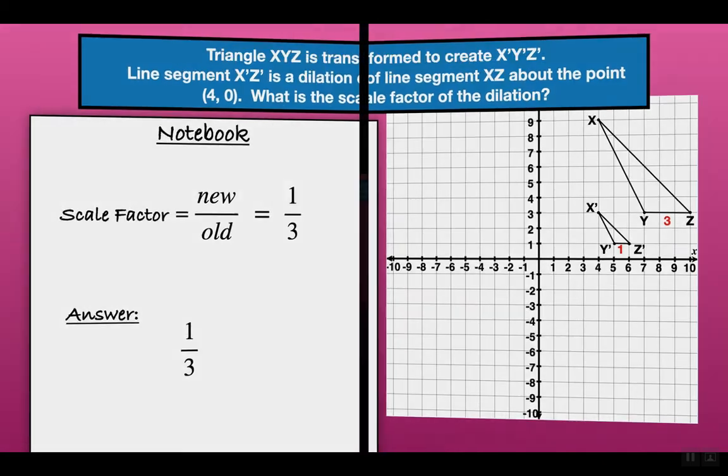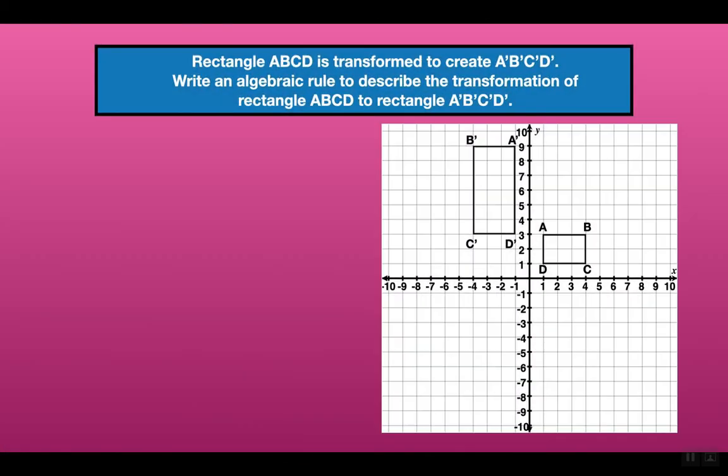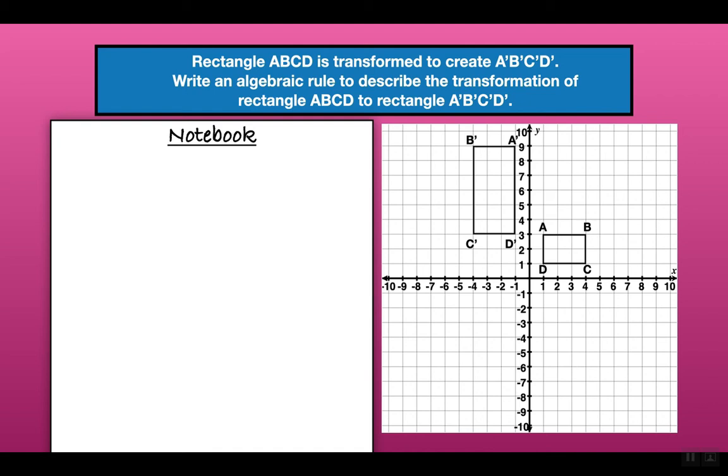All right, now let's go to the last question in the review. Rectangle ABCD is transformed to create rectangle A prime, B prime, C prime, D prime. Write an algebraic rule to describe the transformation of rectangle ABCD to rectangle A prime, B prime, C prime, D prime. Okay, so we got to write the rule that tells us what's happening with these coordinates. And the way that we're going to do that is just by comparing the two coordinates. If you compare the two coordinates, it's actually really simple.